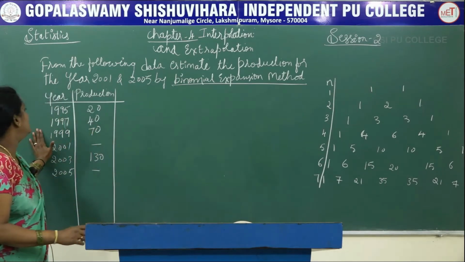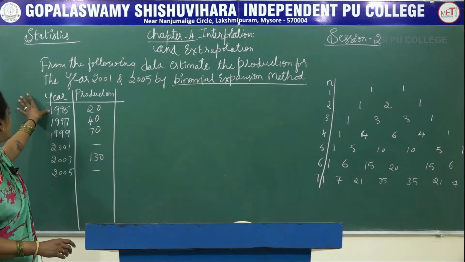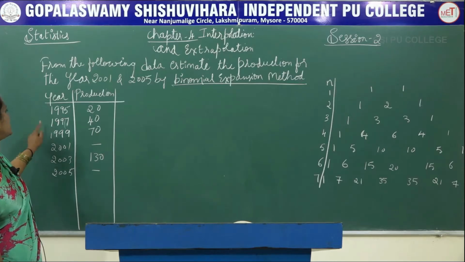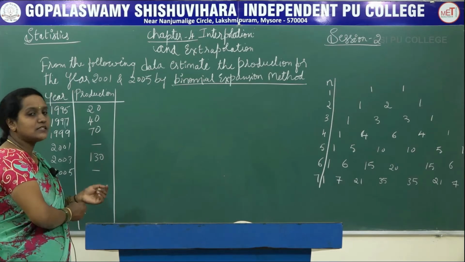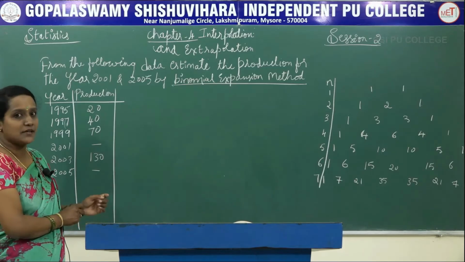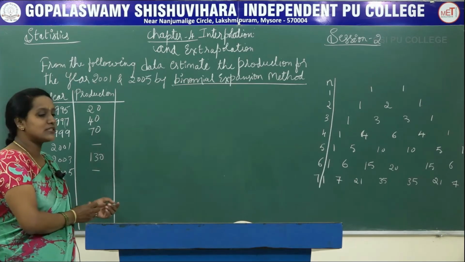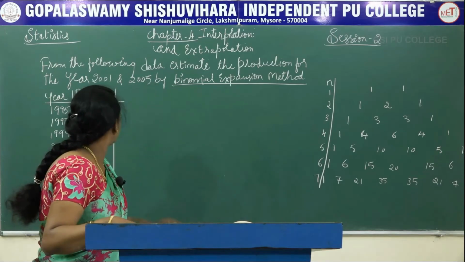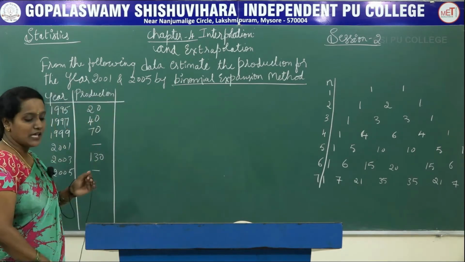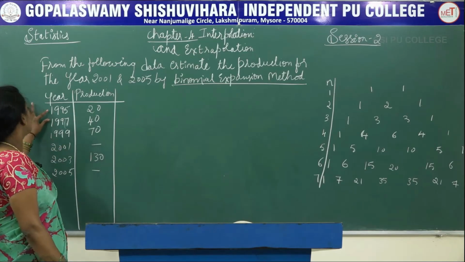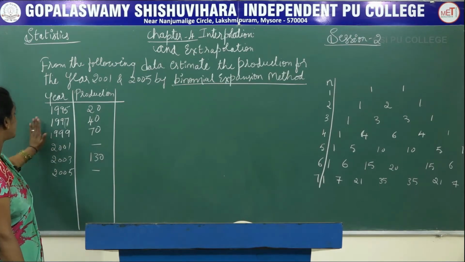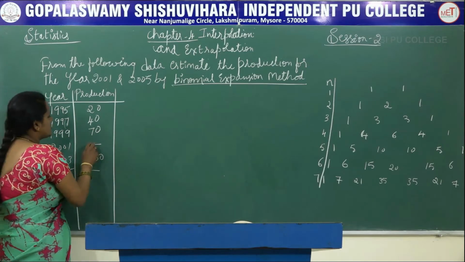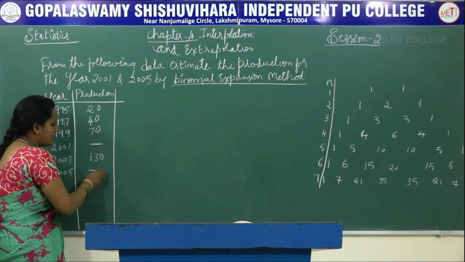See, this is the problem. Here they have given the years from 1995 to 2005 and the gap between the years is 2 years. It is constant in all the years because the assumptions of interpolation and extrapolation say that the gap should be equal. So here the gaps are equal, that is 2 years, and they have given the production. In this production, the 2001 value is missing and the 2005 value is missing.